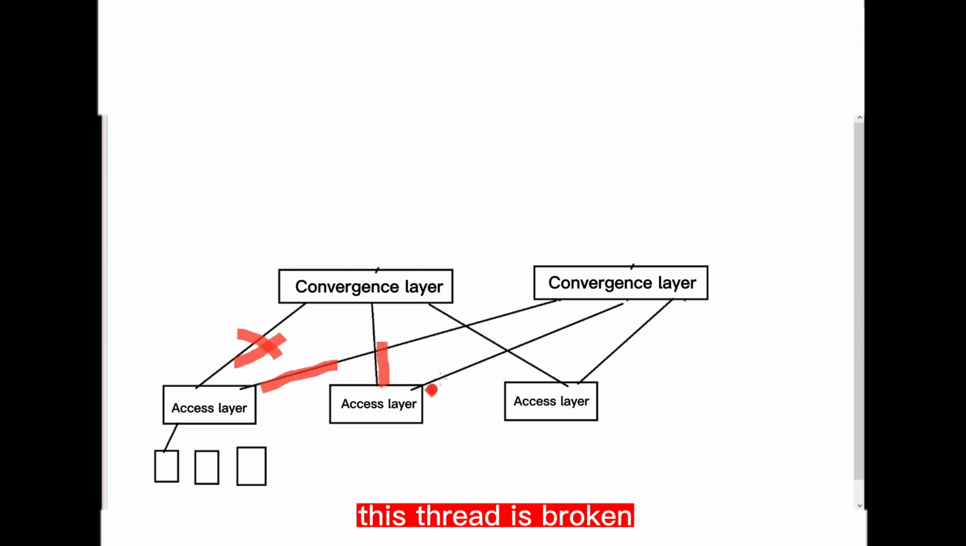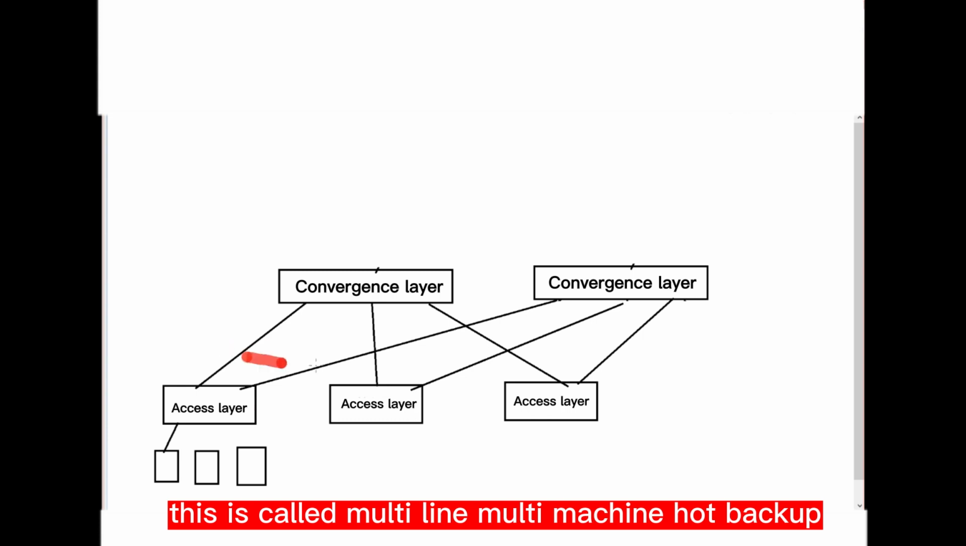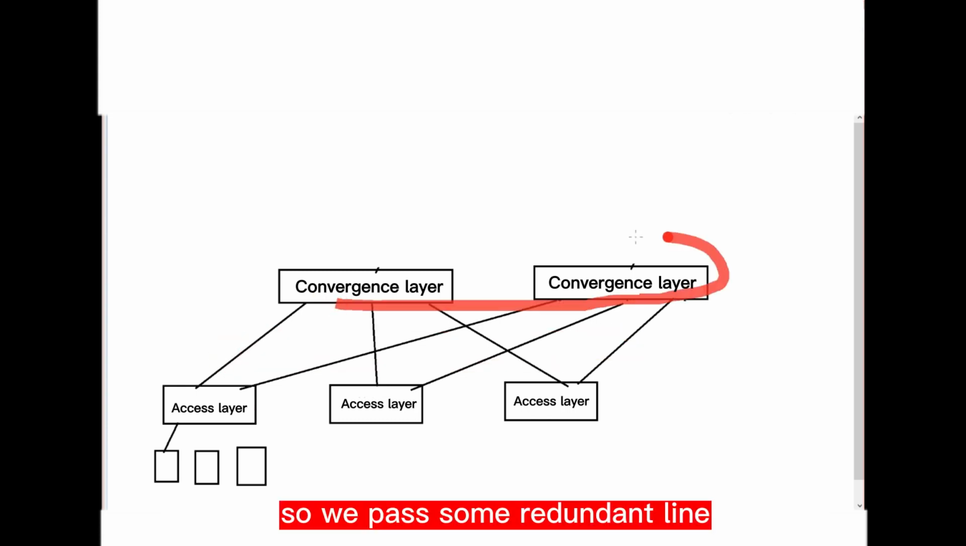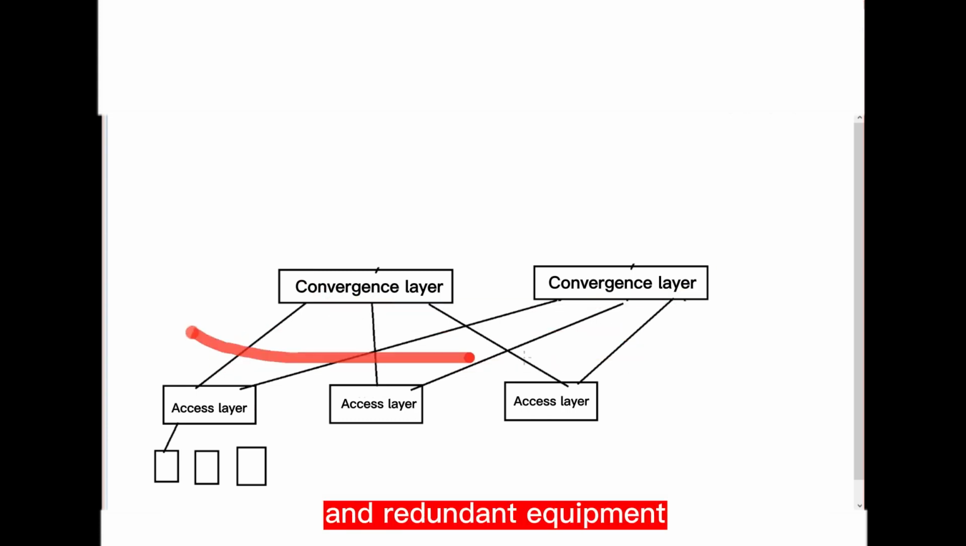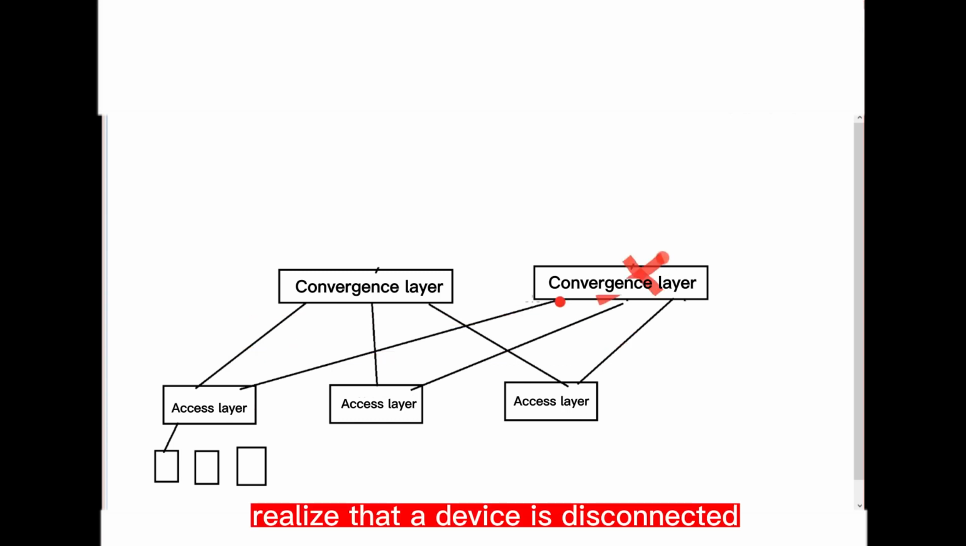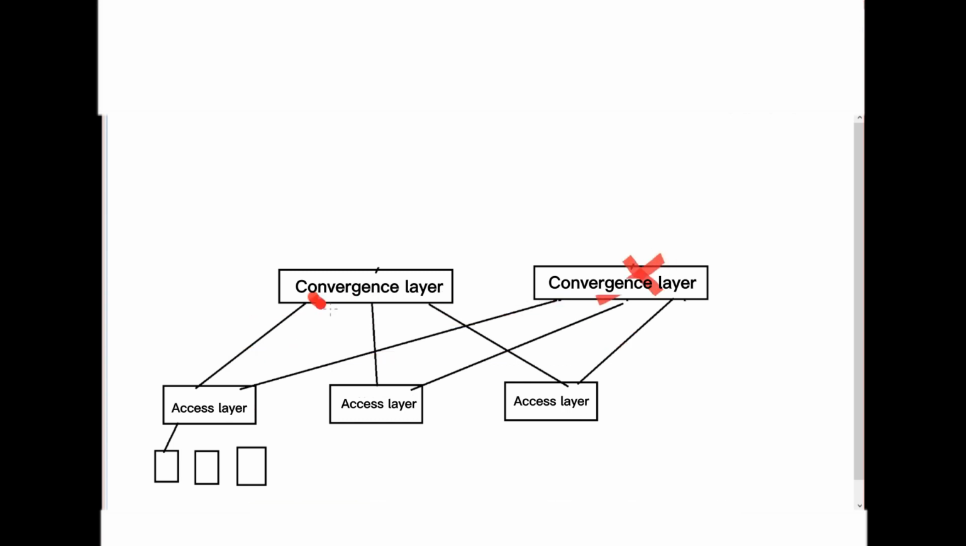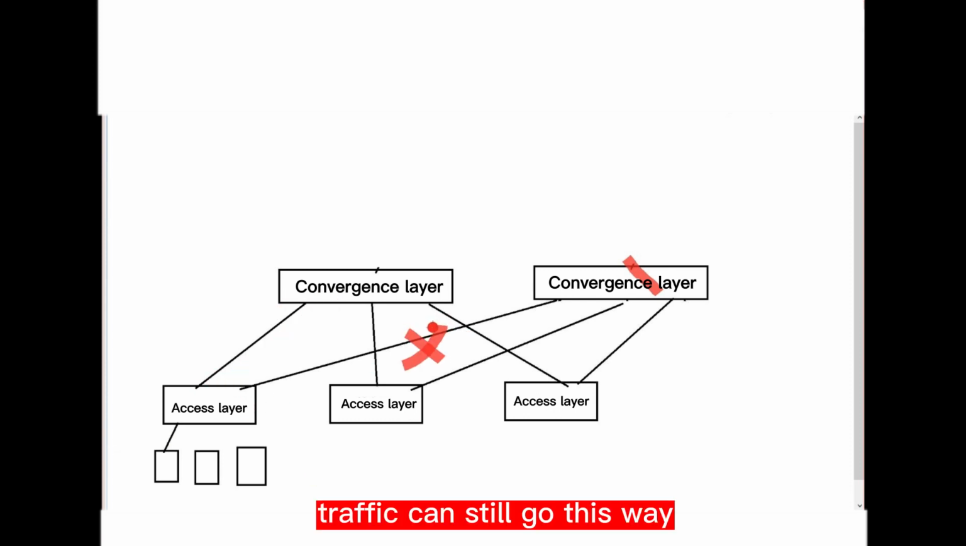This line is broken, the flow goes here. This line is broken, the flow goes here. This is called multi-line multi-machine hot backup. So we use redundant lines and redundant equipment to ensure that if a device is disconnected, just leave that device; if a line is broken, traffic can still go this way. So it's a matter of backup.